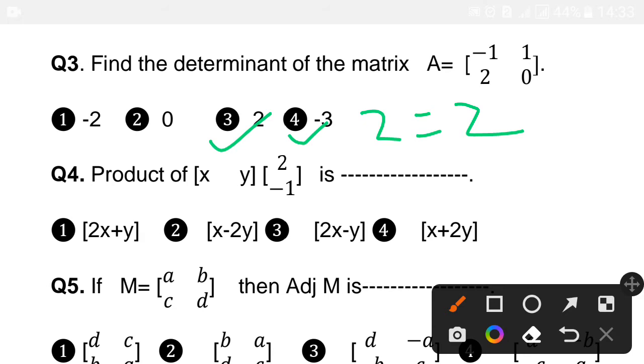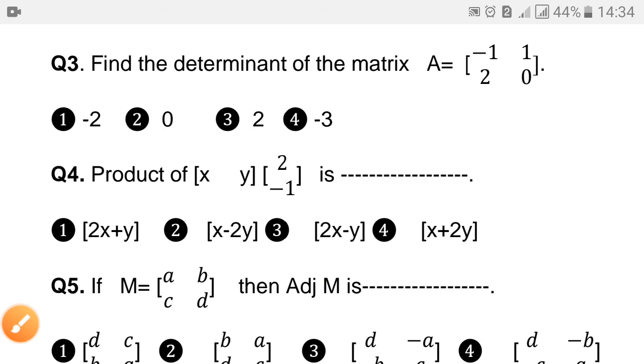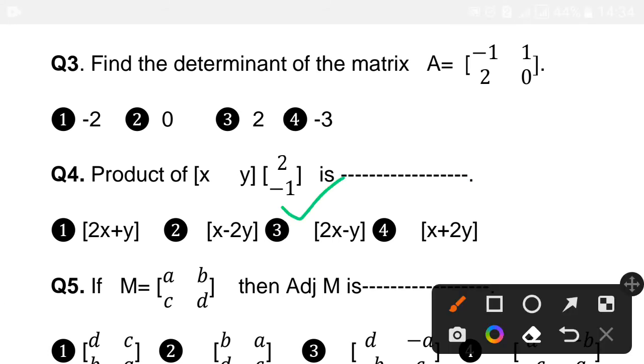Now what will be the result? The first matrix is of order 1 by 2 and the second matrix is of order 2 by 1, so the resultant matrix order will be 1 by 1. Now we find its product. It will be a 1 by 1 matrix: 2x plus y times minus 1, which gives us 2x minus y. This is present in option number 3. So option number 3, 2x minus y, is the result of the product. Okay, I think you got this concept.